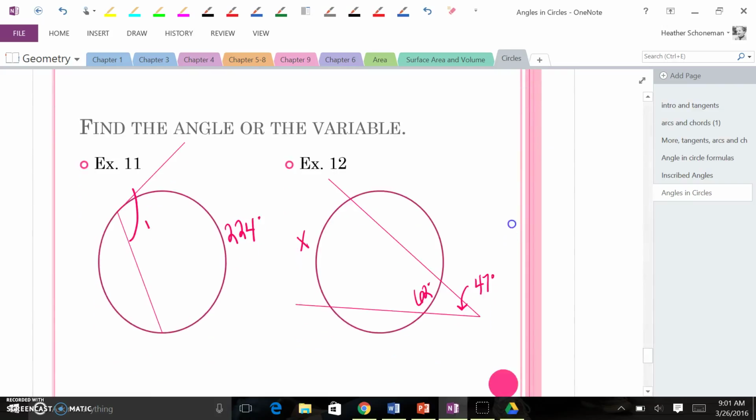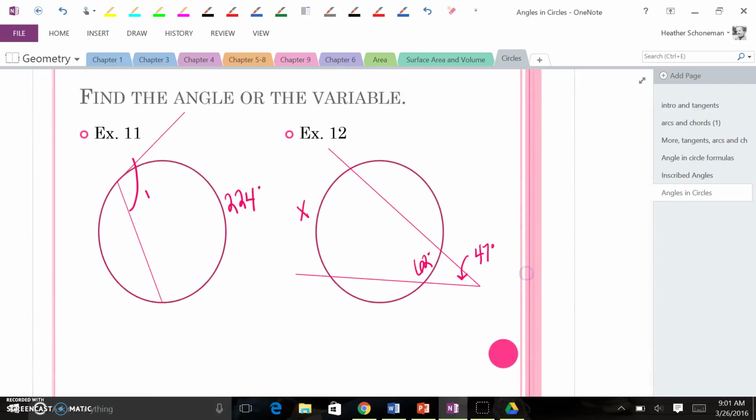Okay, just a few more examples. Example 11. The vertex is right here. It's on the circle. So when it's on the circle, the measure of the angle equals 1/2. Now this is not saying that angle is 1 degree. It's saying it's angle 1. Okay, so it equals 1/2 of the intercepted arc. So it's 1/2 of 224. So the measure of the angle equals 112.